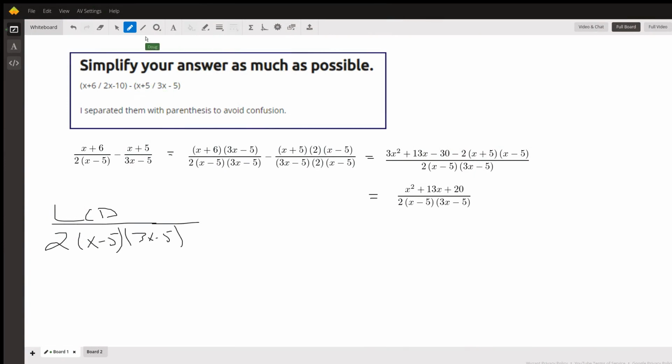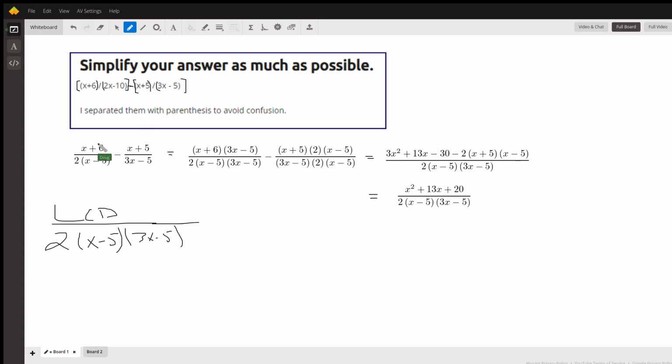Okay, this problem is dealing with the subtraction of two rational expressions. Really, you should have parentheses around the terms in the numerator and the terms in the denominator to make it clear what terms are in the numerator and what terms are in the denominator when you use forward slashes.